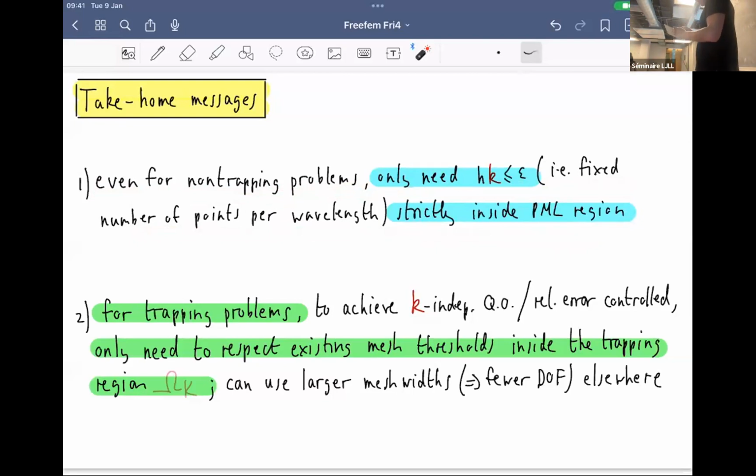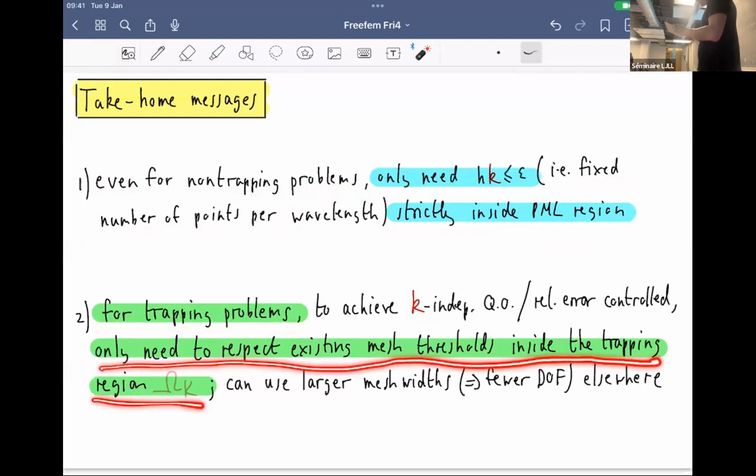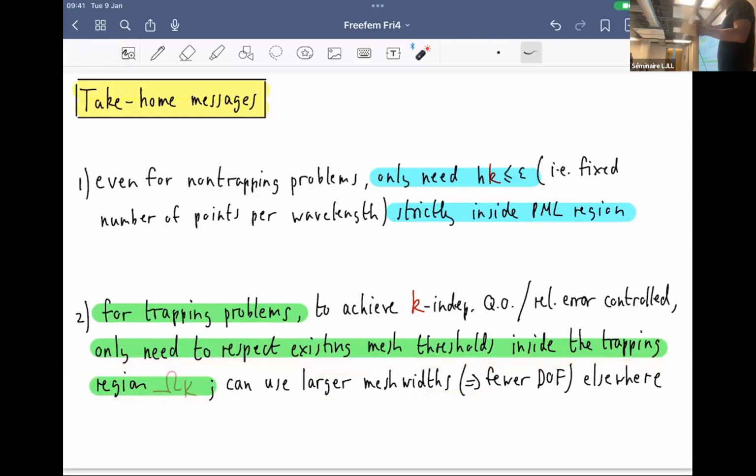And then the second conclusion is that for these trapping problems, you only need to respect the existing mesh thresholds inside the trapping region omega k, and you can use larger mesh widths, fewer degrees of freedom elsewhere. Okay, and those mesh widths are in the slides of these talks. They're going to be up on the LGL website. There'll be a preprint with all this stuff in there available soon, and so you can go out there and save some degrees of freedom.